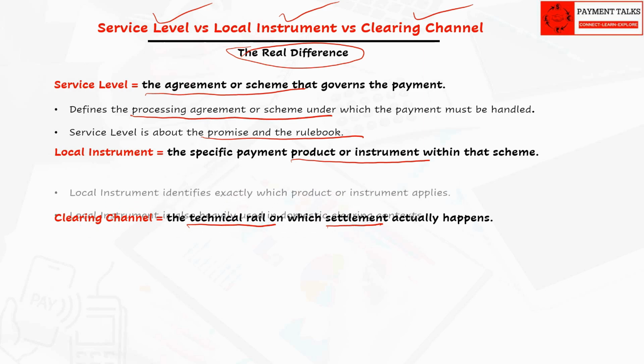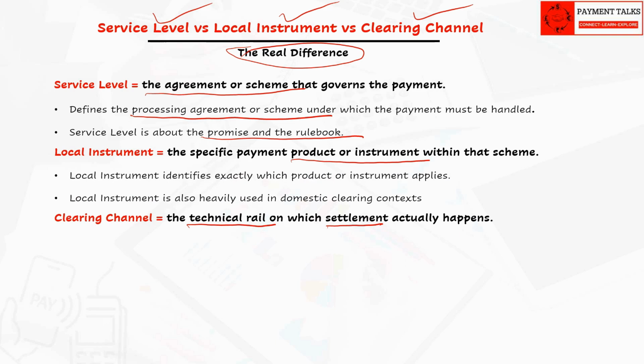Next, local instrument. Local instrument drills one level deeper. Within a given scheme or market, there are often multiple distinct payment products. Local instrument identifies exactly which product or instrument applies.